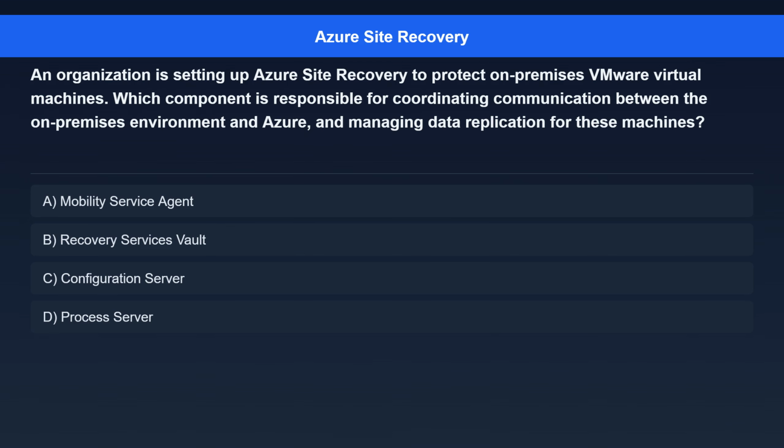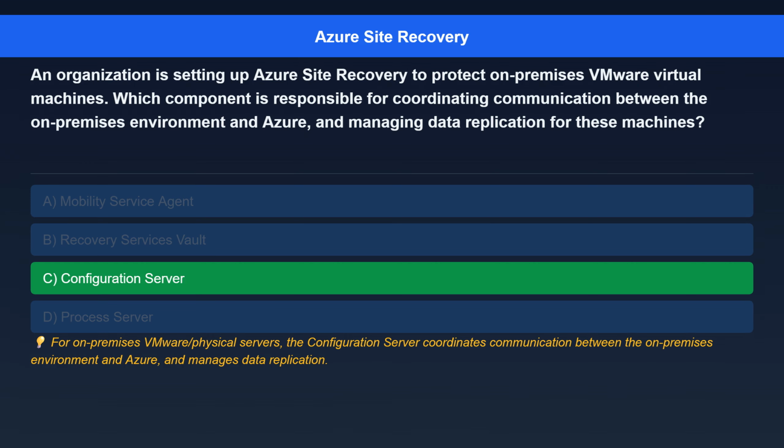Question 2. An organization is setting up Azure Site Recovery to protect on-premises VMware virtual machines. Which component is responsible for coordinating communication between the on-premises environment and Azure, and managing data replication for these machines? Option A. Mobility Service Agent. Option B. Recovery Services Vault. Option C. Configuration Server. Option D. Process Server.